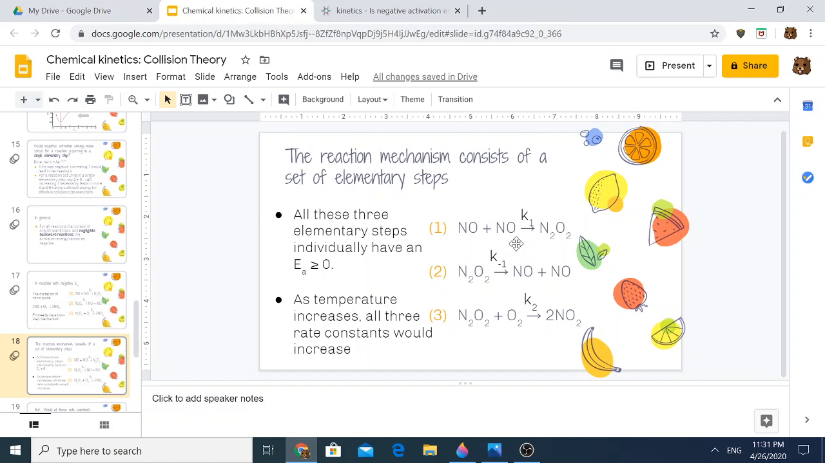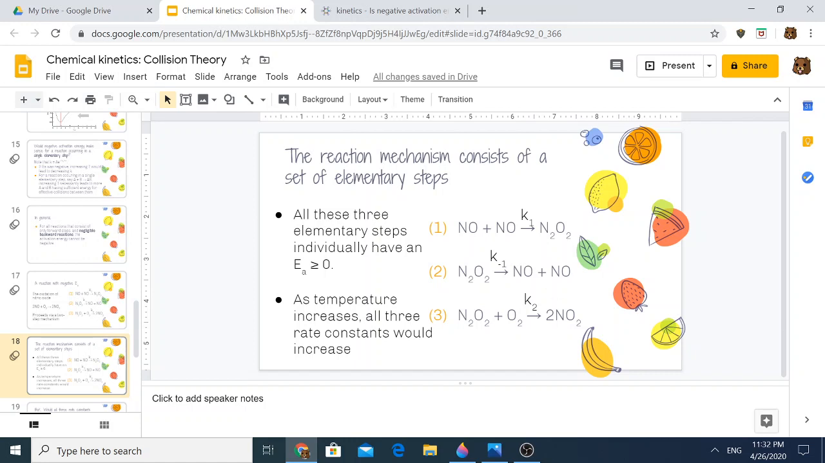So I think we can all agree that all three rate constants, K1, K negative 1, and K2, would all increase when temperature increases, because all of them have a positive activation energy. Based on our Arrhenius equation, K equals A e to the power of negative EA over RT, as temperature increases with a positive activation energy, the rate constant should increase, okay?